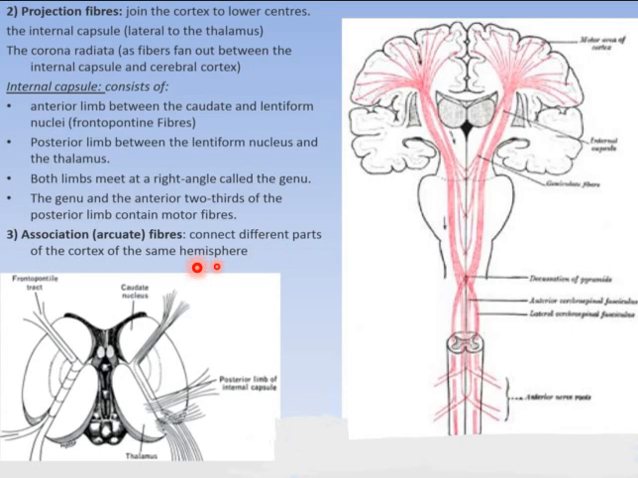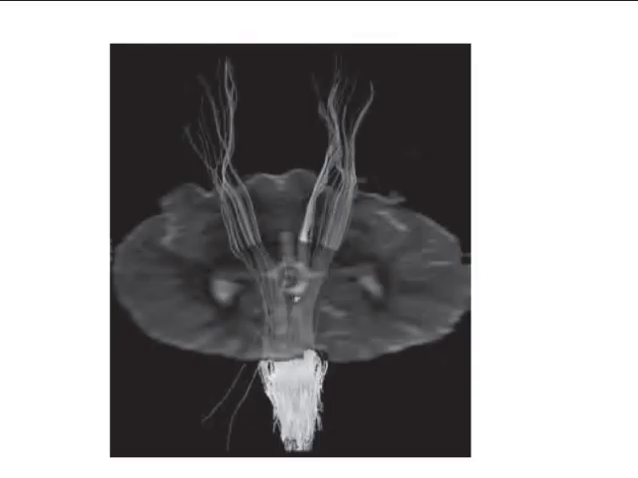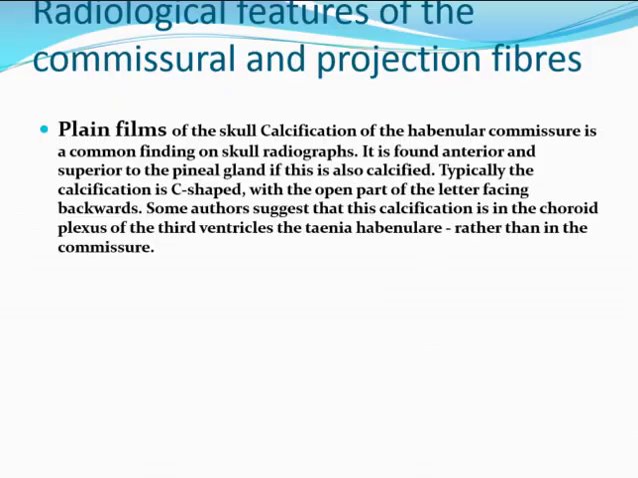Association fibers connect different parts of the cortex of the same hemisphere. So you have commissure, projection, and association. Commissural fibers connect the two cerebral hemispheres. Projection fibers connect the brain with the body, the central and lower parts. And association fibers connect different parts of the same hemisphere. The MRI tractography showing fibers passing from the brain stem to the cerebral cortex. So which fibers are these? Projection.